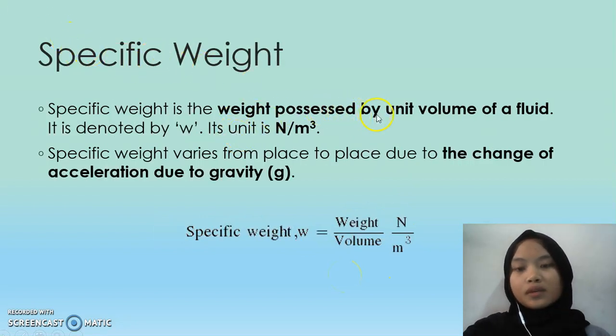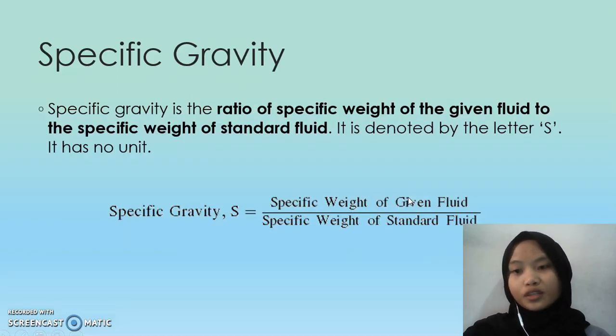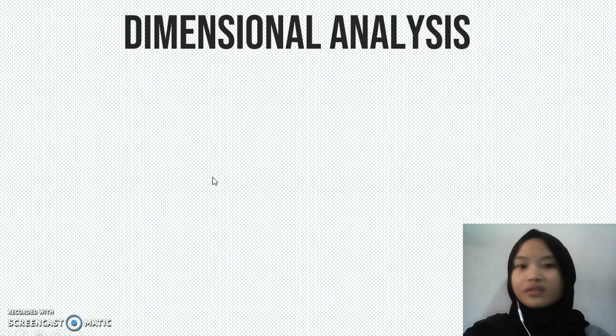Specific weight is the weight possessed by unit volume of a fluid. Weight is Newton and the volume is meter cube, so we'll have units of Newton per meter cube. Next is specific gravity. Specific gravity is the ratio of specific weight of the given fluid to the specific weight of a standard fluid. This is the formula for specific gravity.